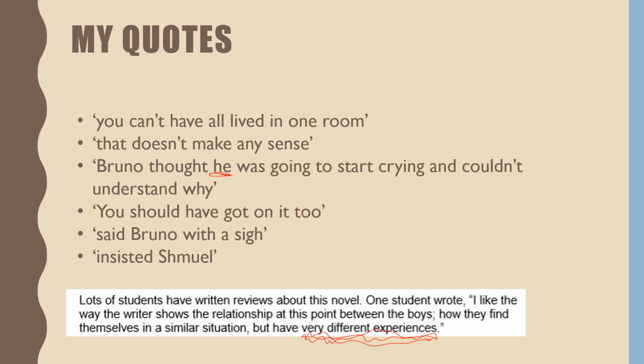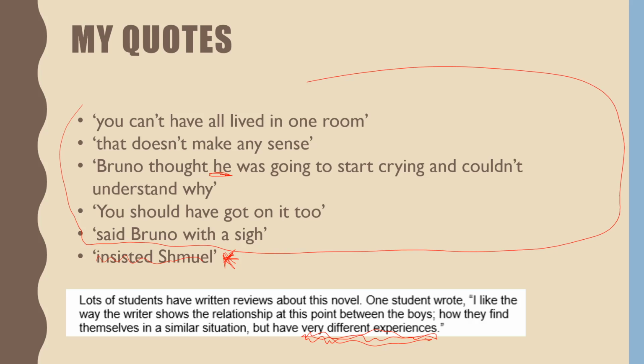"You should have got on it too." This is Bruno talking about the train. He says you should have got on the train with lots of carriages because yours didn't have much room on it. Again, totally oblivious to the fact that Shmuel doesn't have any choice over what he does. "And then," said Bruno with a sigh. He's getting a bit fed up because he's not able to communicate properly because there's such a different experience. And then finally, "insisted Shmuel", and this is the one I actually wrote a paragraph with. So you can't write about this one, but you can write about any of these up here.